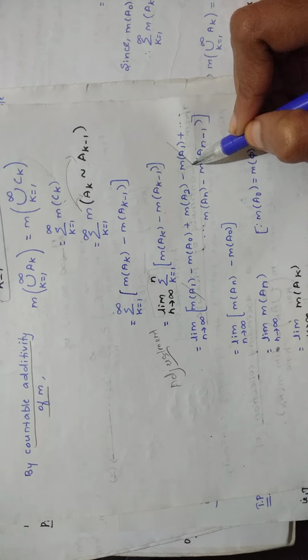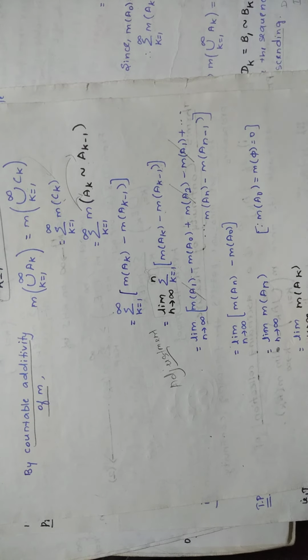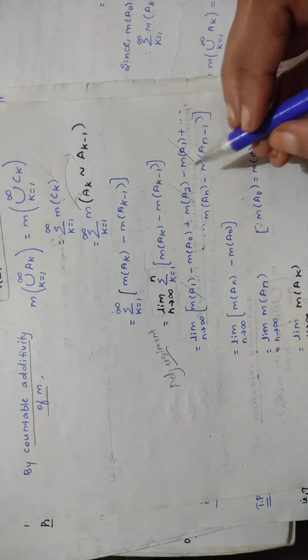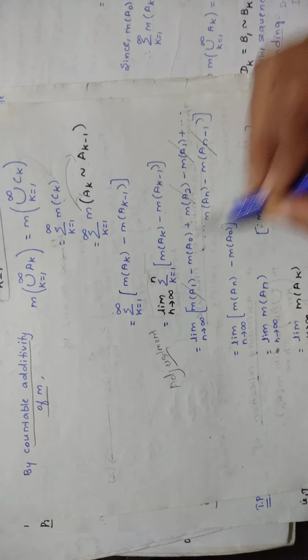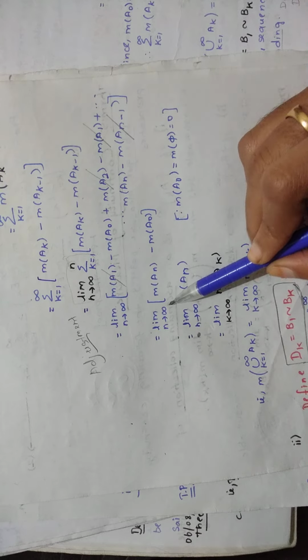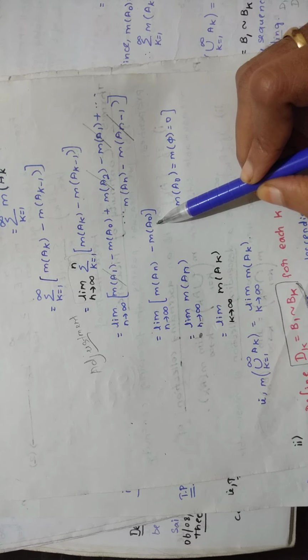This and this will be cancelled. m a2 and minus m a2, so this will be cancelled and this will be cancelled. So remaining you will have only these two terms. So you are writing that in the next step: limit n tends to infinity, m of an minus m of a0.